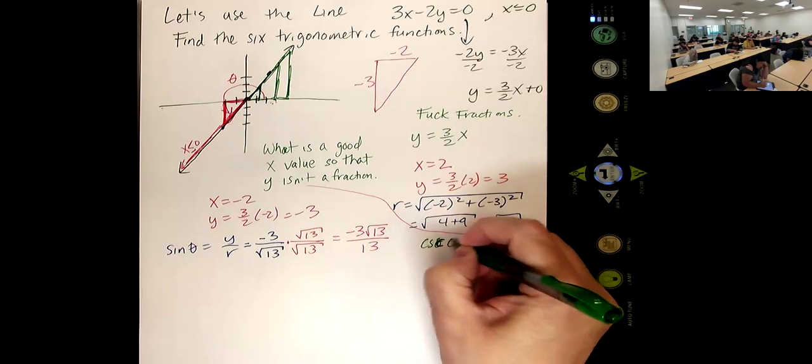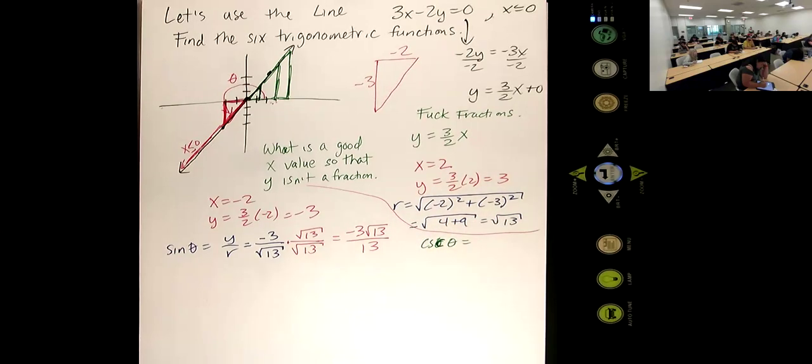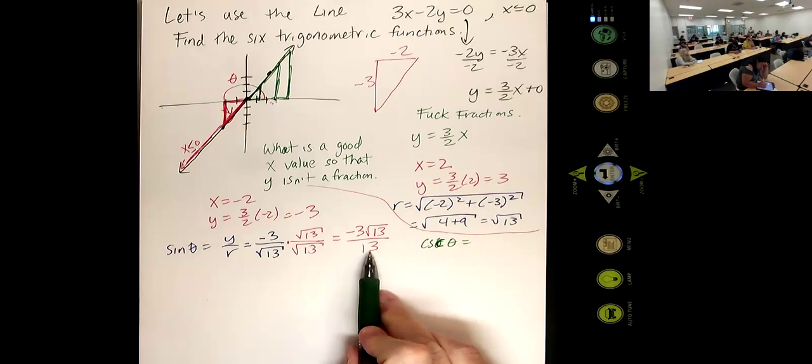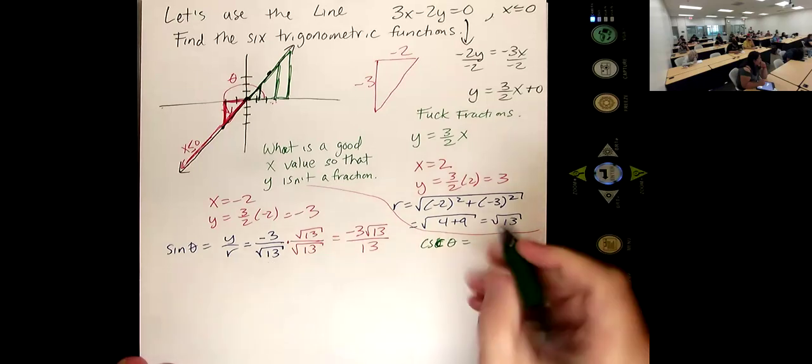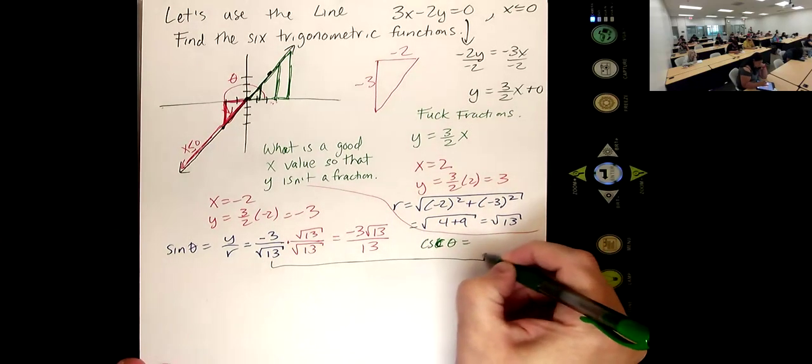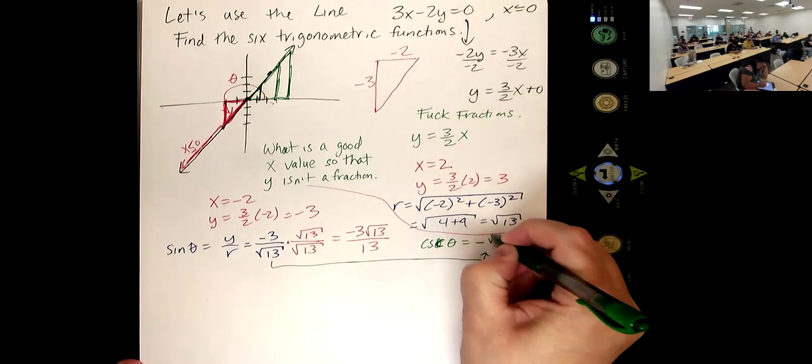When I do cosecant theta, I'm gonna use the one that's the easiest one to flip that gives me what I want in the end. If I flip this one, I got a radical in the bottom again. If I flip this one, the radical is no longer in the bottom, it's in the top. So let's flip that way. So I'll have negative root 13 over 3.